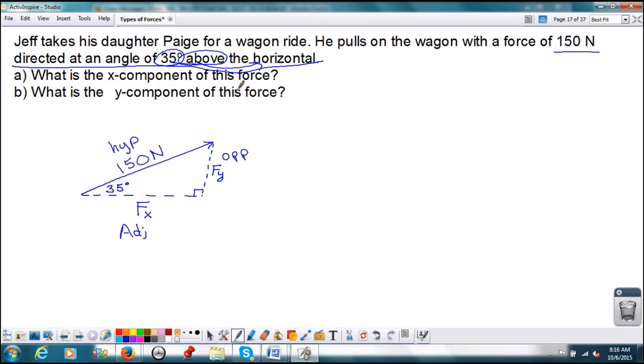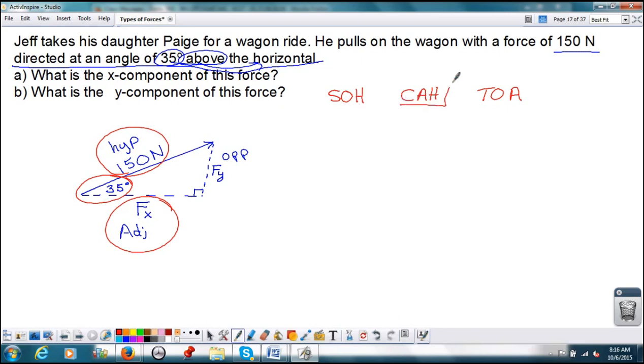So the first thing says, what's the x component? So I'm going to start with the x. That means I've got the adjacent. I don't want to use things I don't know when I'm solving. I've already got one unknown, so I need to use the 150. I need to use this 35-degree angle. So I see I've got adjacent and hypotenuse. So I look at my memory aid for my trig functions, SOH CAH TOA. So I want adjacent and hypotenuse. This is adjacent and hypotenuse.